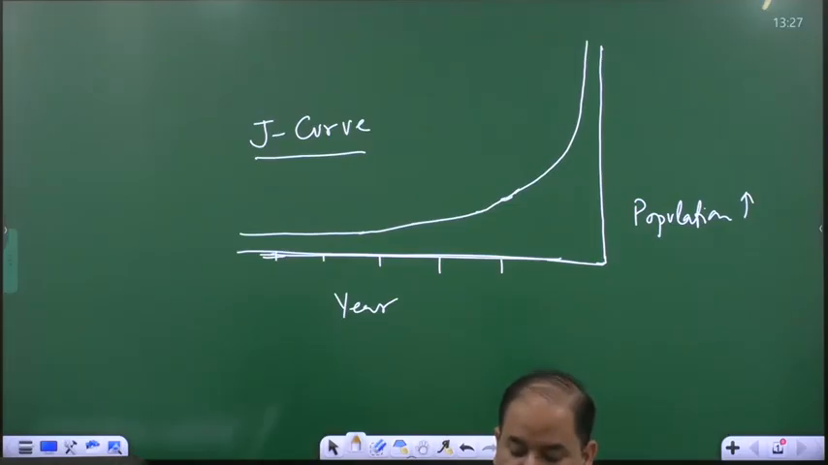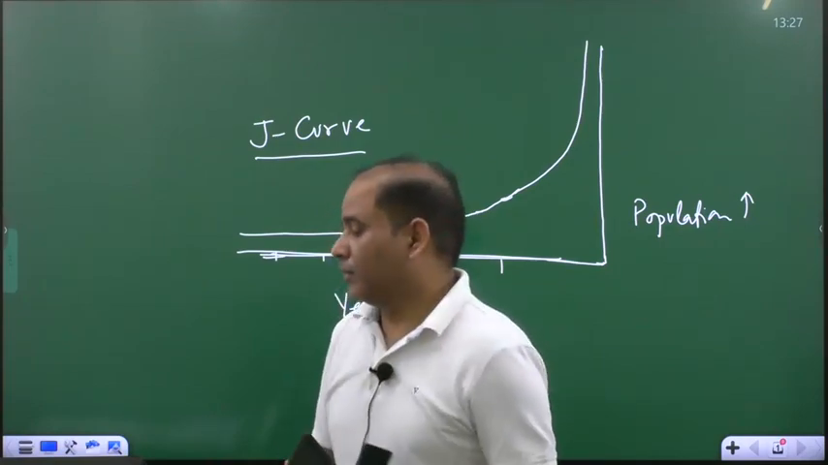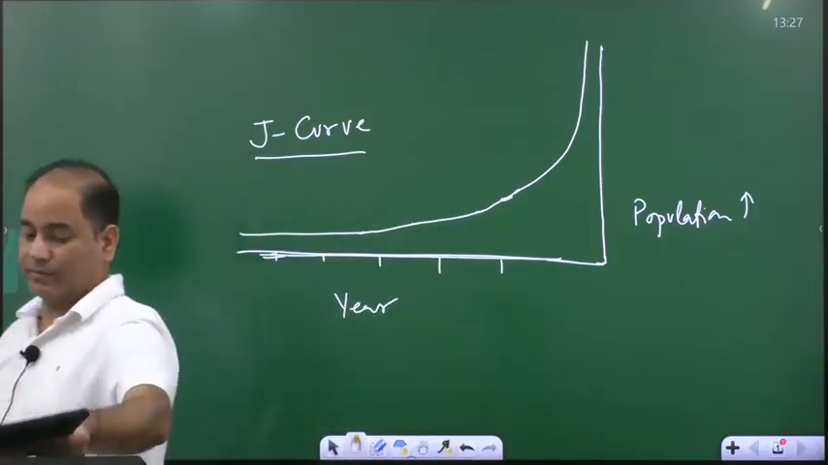Next point. The changing population growth in human history traces a curve known as J curve of population growth.